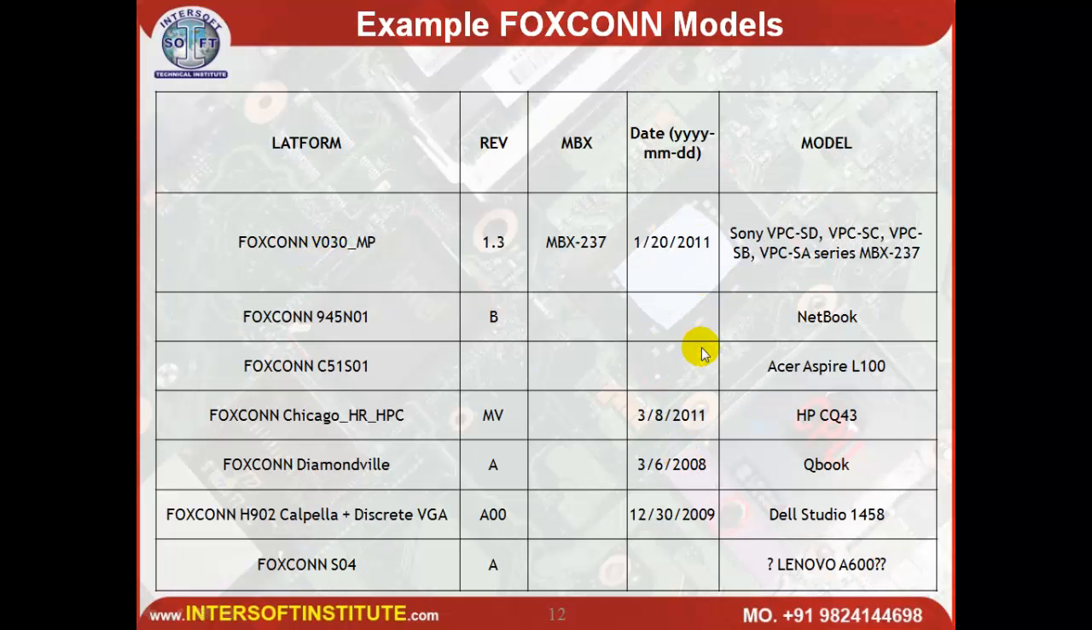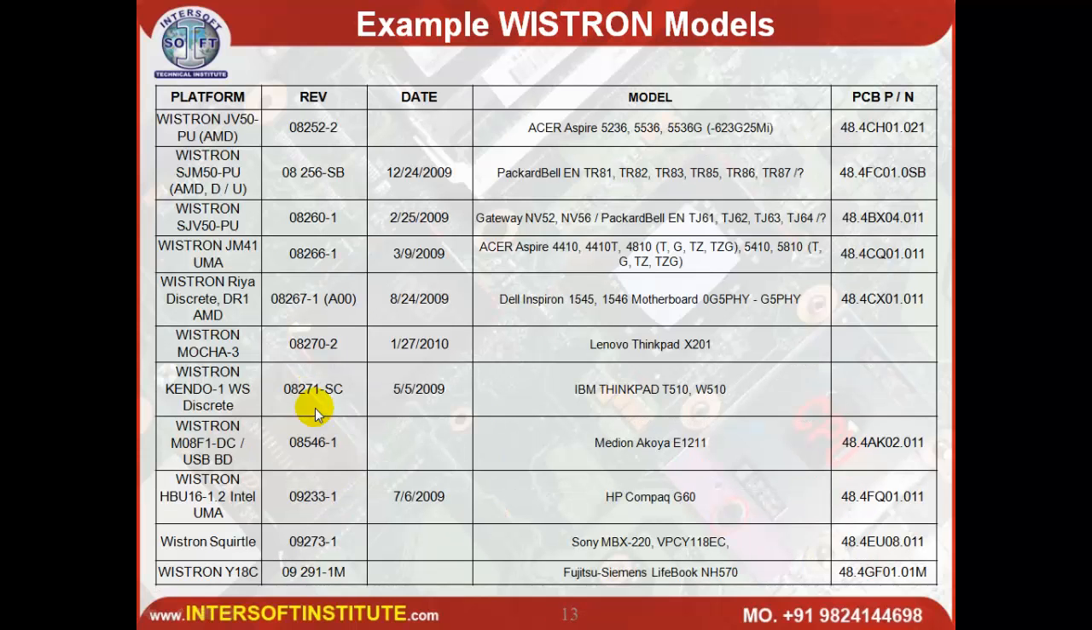Foxconn also manufactures for Sony, Acer, Netbook, HP. These are the models supplied by Foxconn. And Wistron, AMD, okay, Wistron numbers are there, GM41, RIA, and the Wistron name is there, and it manufactures for these models: HP, Compaq, Dell, Lenovo.